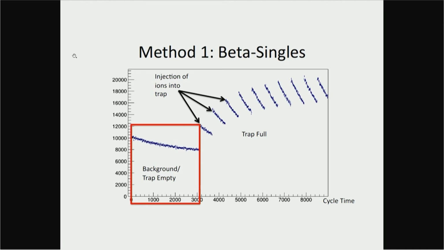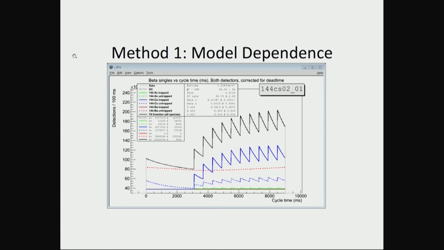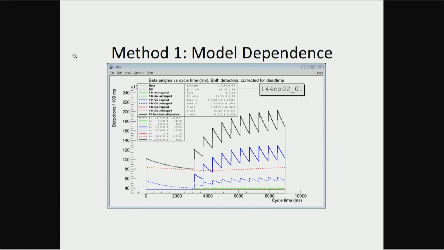In this case, which was for cesium-144, we actually had a background time of 3 seconds. Then we would start injecting our bunched ions into the trap every 0.6 seconds. And we would do this up to a total time of 9 seconds. What happens here is these decays and this decay pattern actually winds up being representative of the population of the trap. And we're able to model that. So this is a little bit busy, I know.